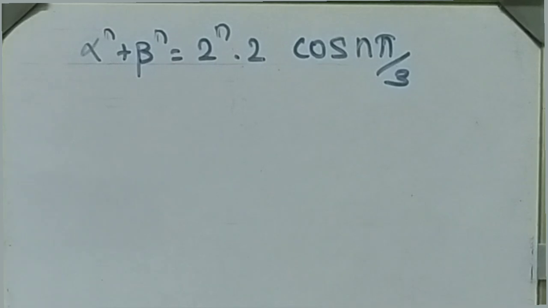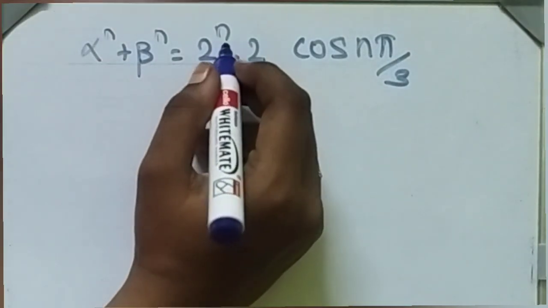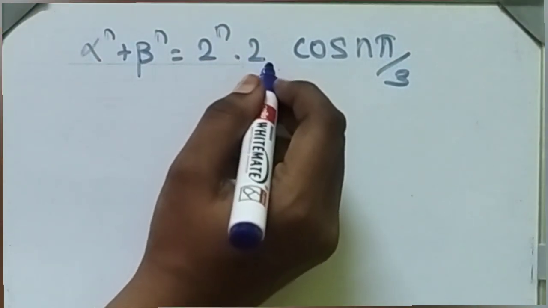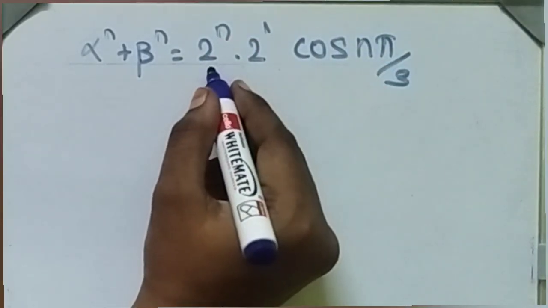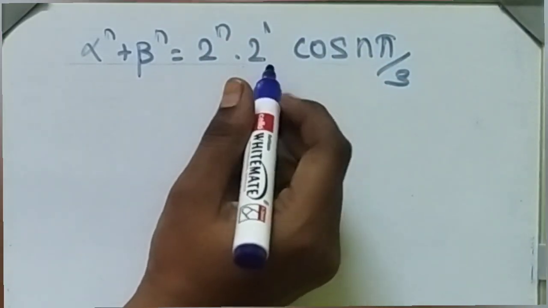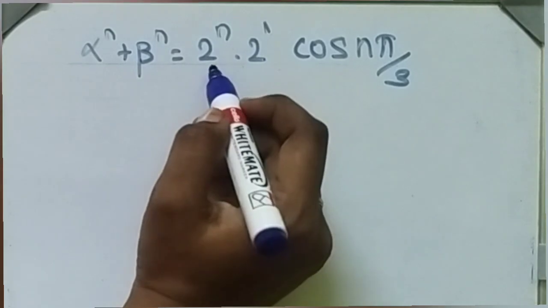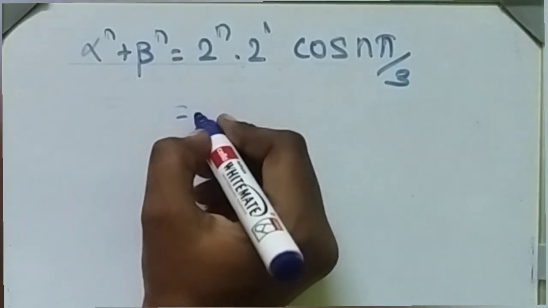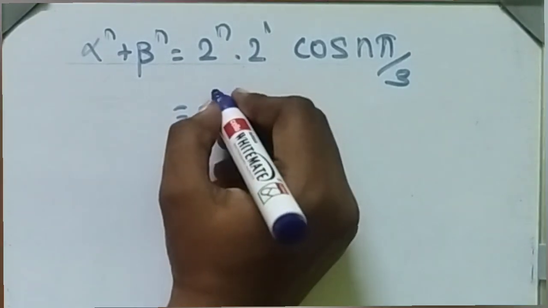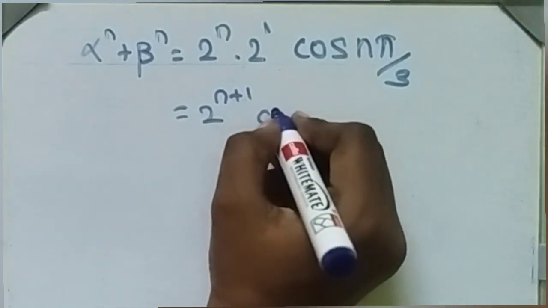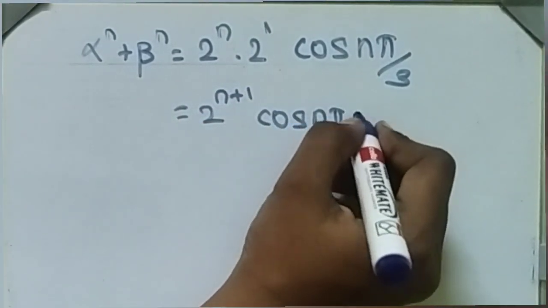So what we have? 2 power n multiplied by 2. We can write 2 as 2 power 1. So here the 2 terms have different powers, but the bases are the same, so we can add the powers. Here the power is n, here the power is 1. So it will become 2 power n plus 1, multiplied by cos n pi by 3.